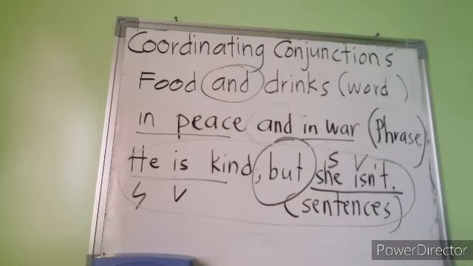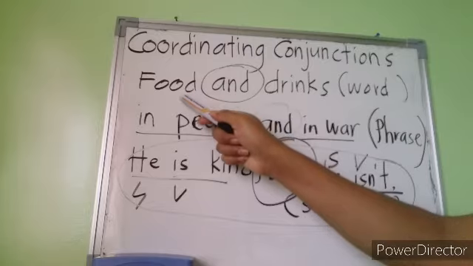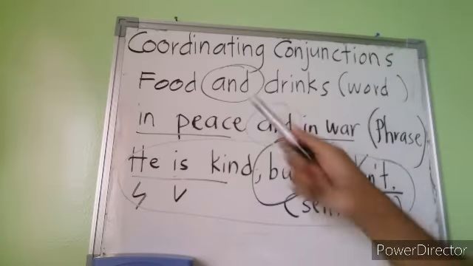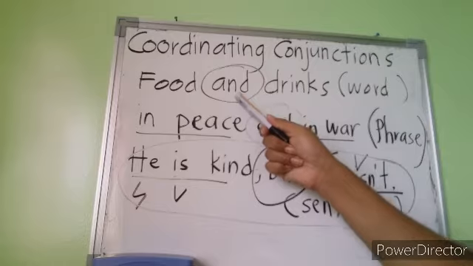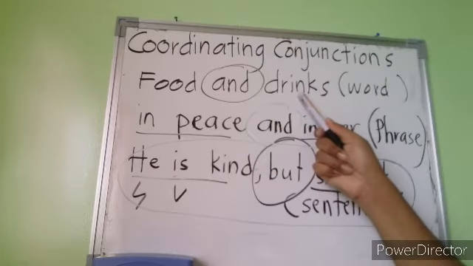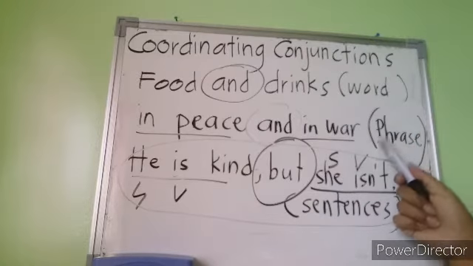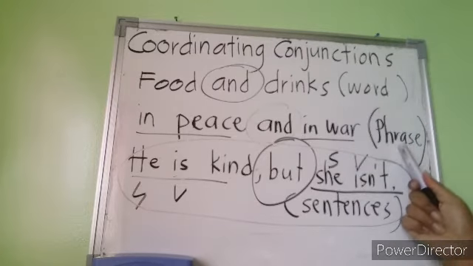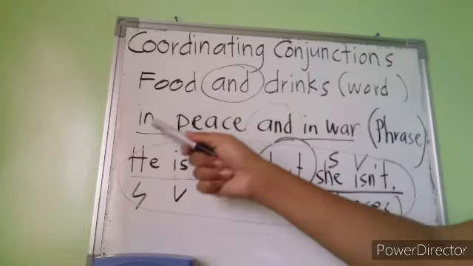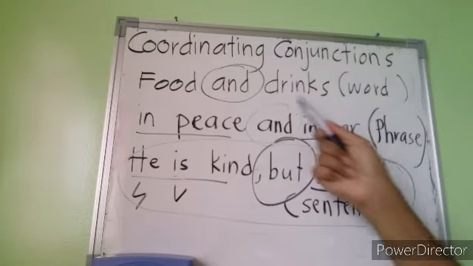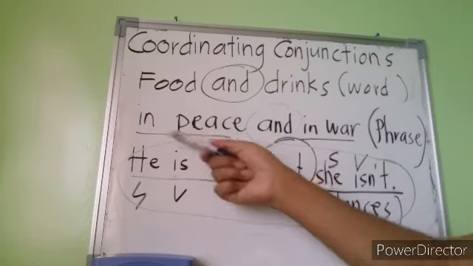As it said in the definition a while ago, coordinating conjunctions connect words, phrases, and sentences. So let's take a look at the examples. First, words: food and drinks. Here is your coordinating conjunction connecting food and drinks, only words. Second example, phrase. Remember, a phrase doesn't have a subject and a verb. It's just composed of two or more words. So, in peace and in war. This is your conjunction here connecting this phrase.